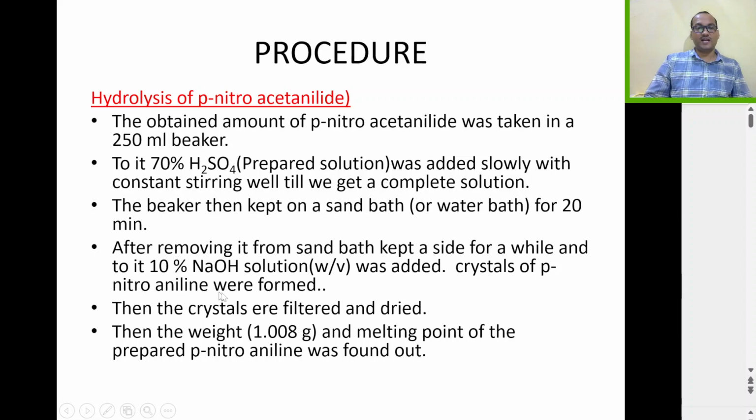Then crystals of para-nitroaniline were formed. Then the crystals were filtered and dried, and the weight of the compound was taken, which is found to be 1.008 gram, and the melting point was also taken.